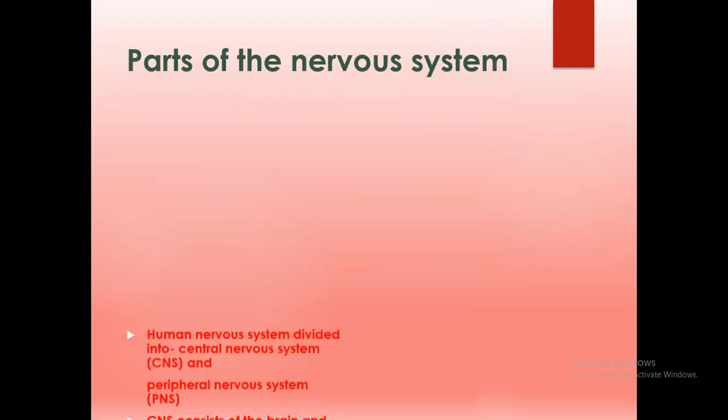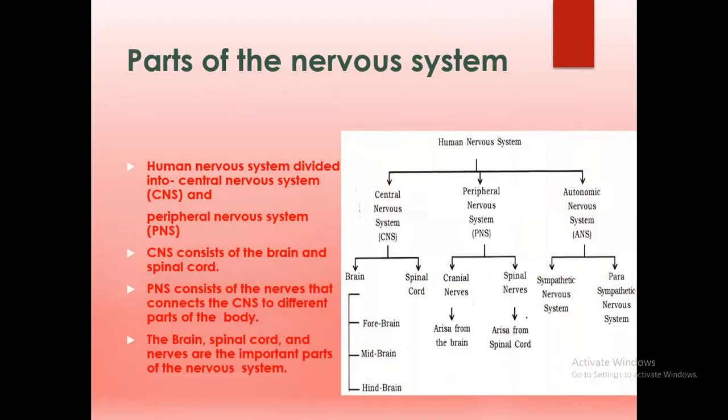What are the parts of nervous system? The human nervous system is divided into two parts, that is central nervous system, CNS, and peripheral nervous system, that is PNS. Central nervous system consists of two parts, that is brain and spinal cord. Brain is a combination of three parts, that is forebrain, midbrain and hindbrain. The peripheral nervous system consists of two parts, that is cranial nerves and spinal nerves. Cranial nerves arise from the brain and spinal nerves arise from the spinal cord.